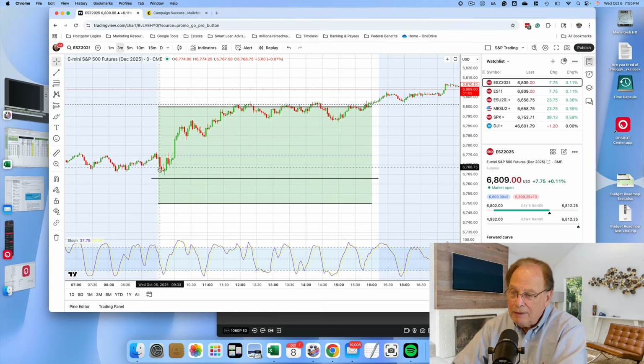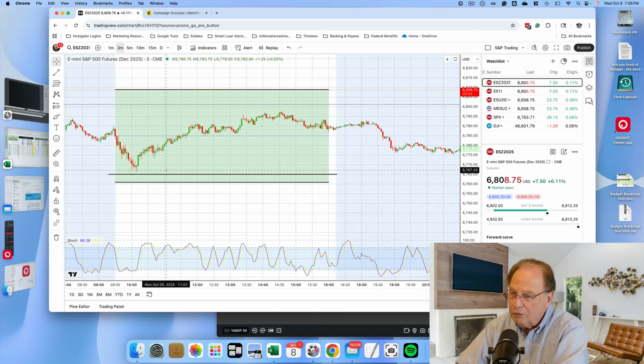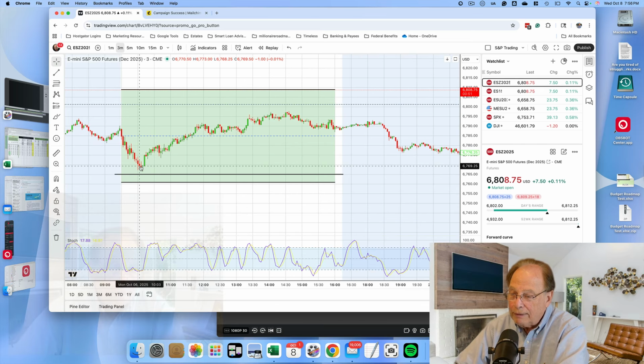And notice the formation of the candle, and these are 3-minute charts. This is a 3-minute candle. Notice the hammer on Wednesday, October 8th. Going back to Monday, October 6th, notice the hammer, all right? Very similar. Same setups, similar trades.